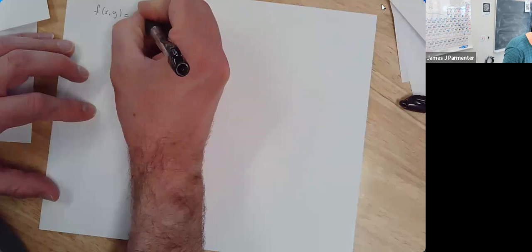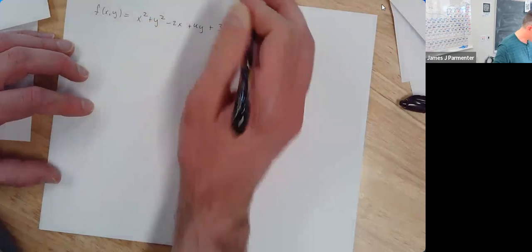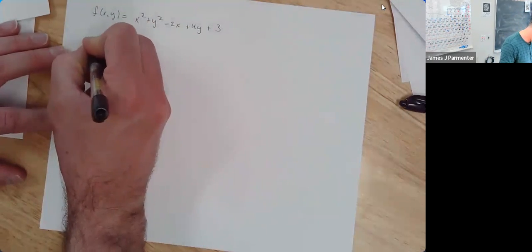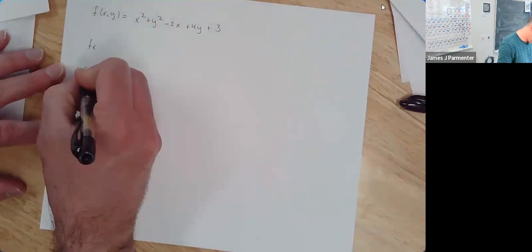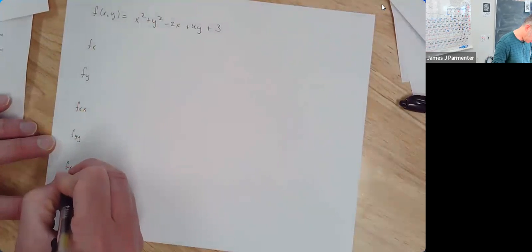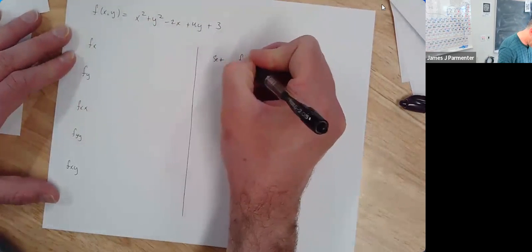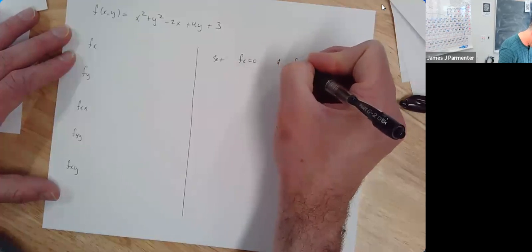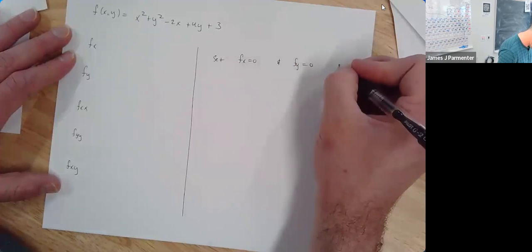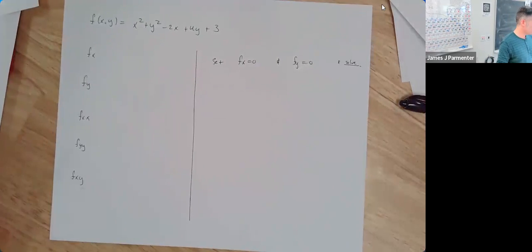Let's say we've got x squared plus y squared minus 2x plus 4y plus 3. I want you to find all 6 of your partials, well, not both fxy and fyx, but find them all, and then find your critical points. So after you find fx, fy, fxx, fyy, fxy, then after you do that, set fx equal to 0, fy equal to 0, and solve. You should only get one critical point for this example.